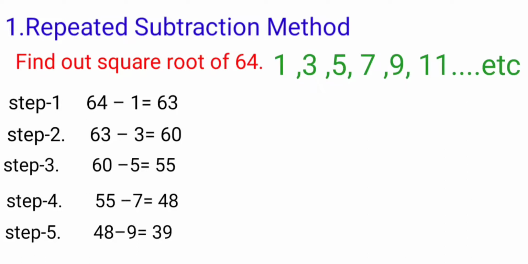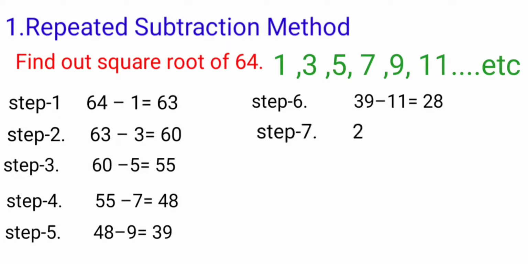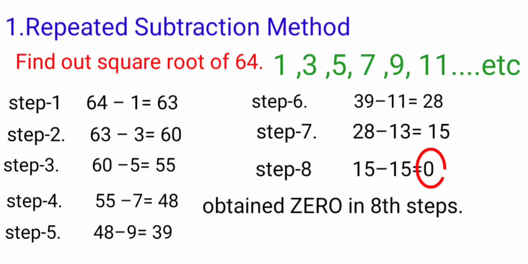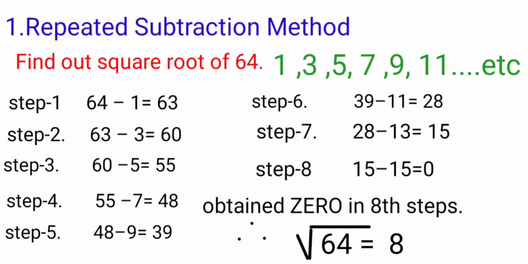So in step 5, 48 minus 9 is 39. Next is 11, so 39 minus 11 is 28. Next is 13, so 28 minus 13 equals 15. In the next step, 15 minus 15 equals 0. So we get 0 in the 8th step. So the square root of 64 is 8.